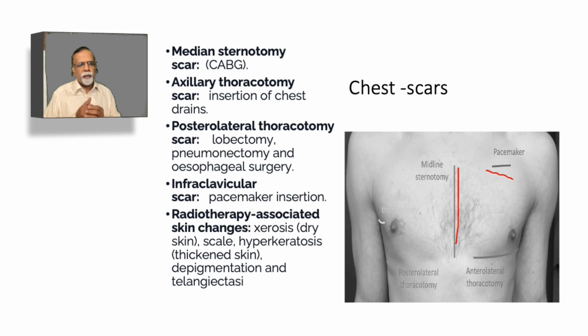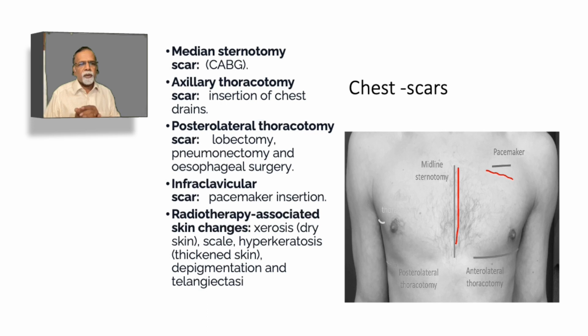Patient might have undergone radiotherapy and you may see scars or evidence of skin changes following radiotherapy, like hyperkeratosis, pigmentation, and telangiectasia. Always examine under the axilla because the scars may be missed. The axillary thoracotomy scar is located between the posterior border of the pectoralis major and anterior border of the latissimus dorsi muscle through the fourth or fifth intercostal space. This is usually done for insertion of chest drains.